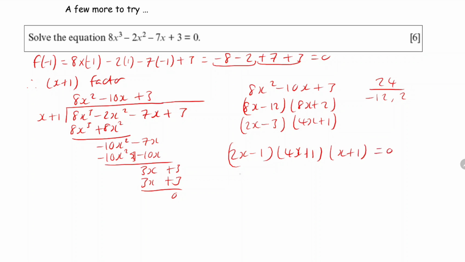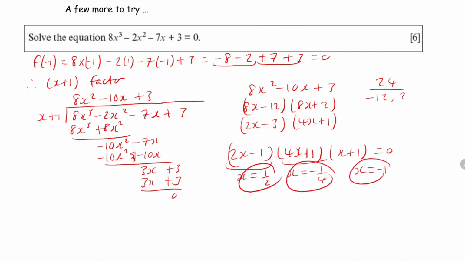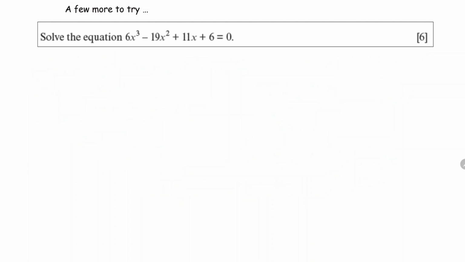giving us the answers of x equals a half for this bracket, x equals minus a quarter for this bracket, and then x equals minus 1. So these are 3 solutions. Now you could check by substituting these into the original function, but you will end up with 0. Right, next question.